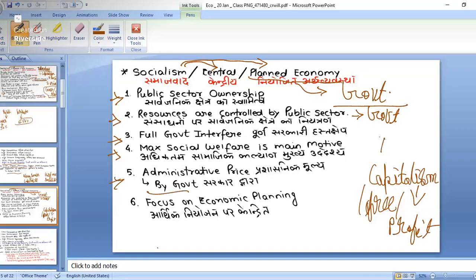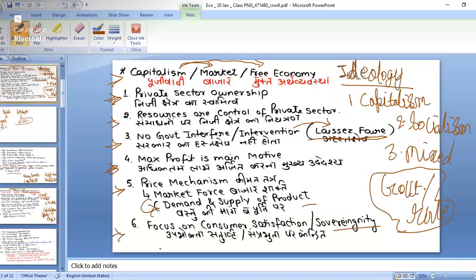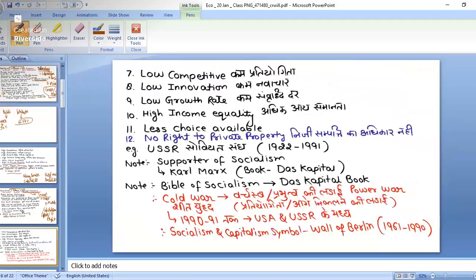In capitalism we saw that market price takes place, based on demand and supply. Then here we have the focus on economic planning, whereas in the capitalist type of economy we had the focus on consumer satisfaction and sovereignty. Now in the socialist type of economy, we have low competition and low innovation. Since most of the properties are in the government sector, we have low innovation, and here we will have a low growth rate.